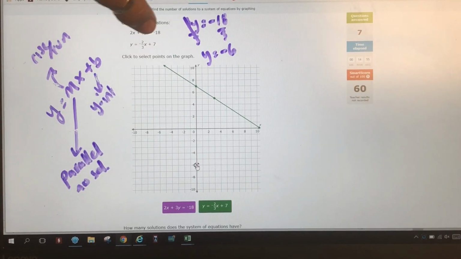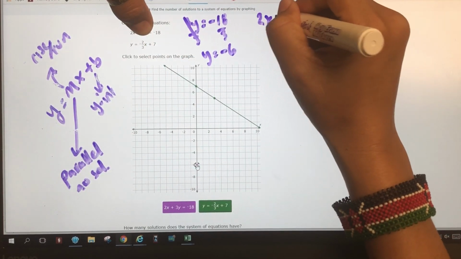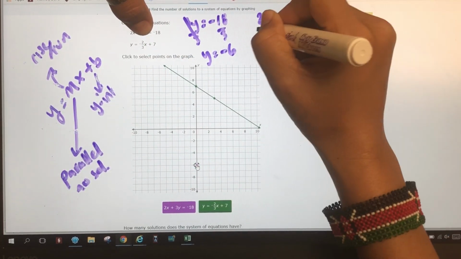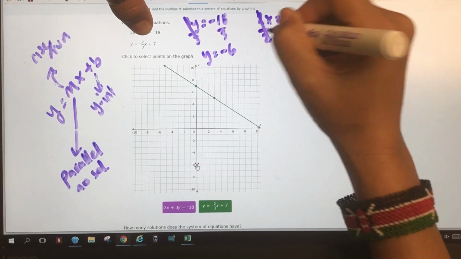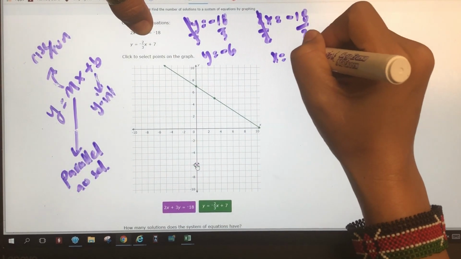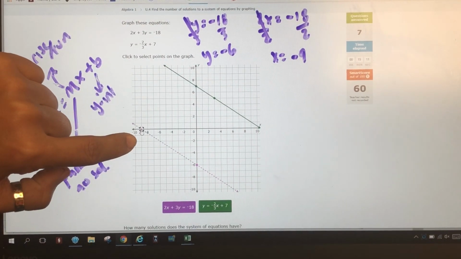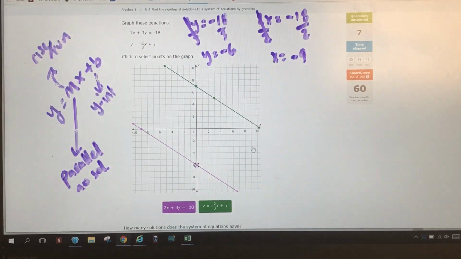Okay. My second point: I cover up y, then I have 2x, I write down what I see, -18. Divide both sides by 2. So I'm going to get x equals negative divided by positive is a negative, -9. So now I go to where x is equal to -9, and make a point. Bam, graphed.